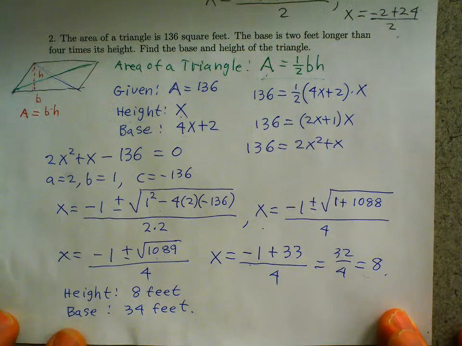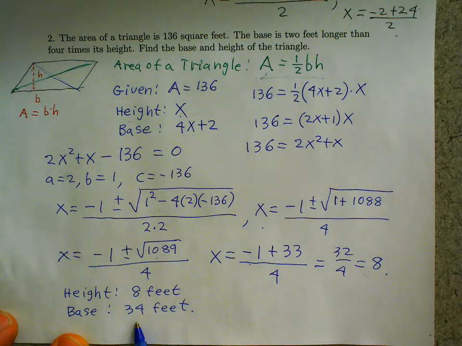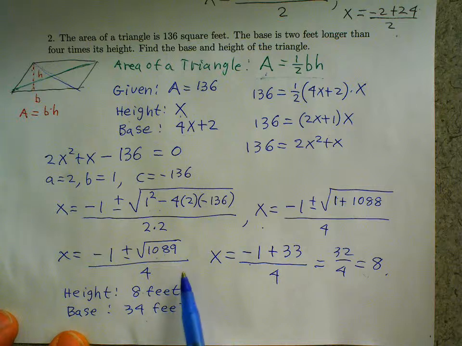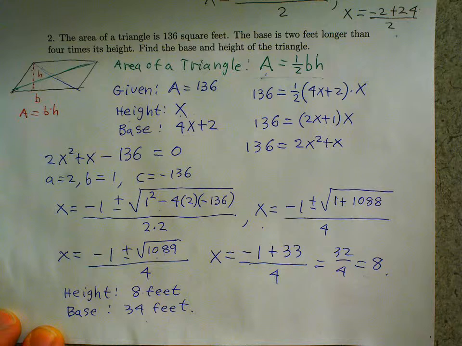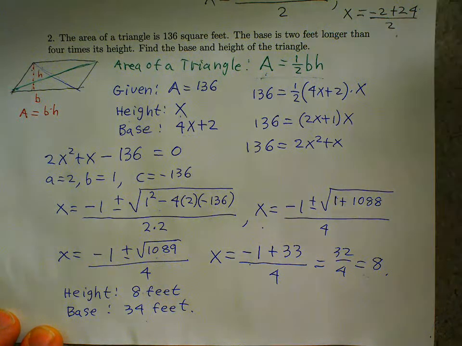And we can verify. Well, it's pretty clear that 34 is 4 times 8 plus 2. So the base is 2 more than 4 times the height. And then 1/2 times 8 times 34 is 4 times 34. 4 times 30 is 120, and plus 4 times 4, 120 plus 16 is 136. Okay, so that checks out. Okay, let's move on to the next problem.